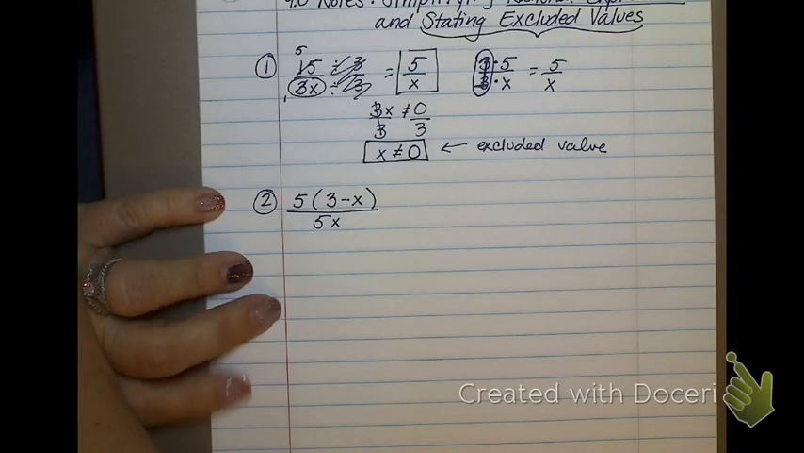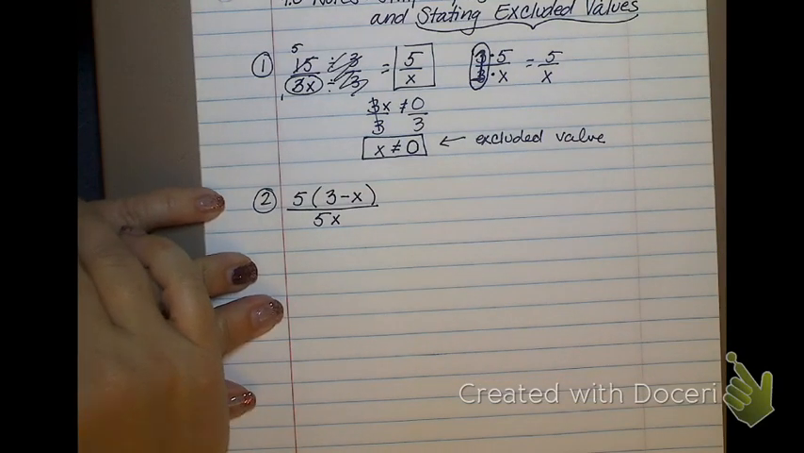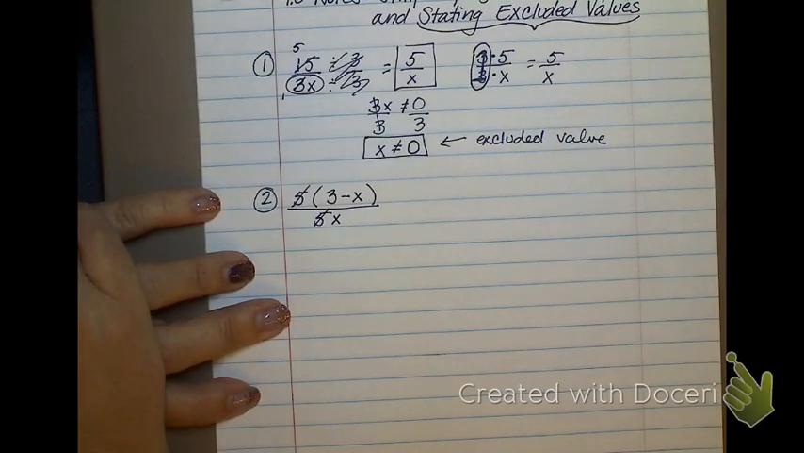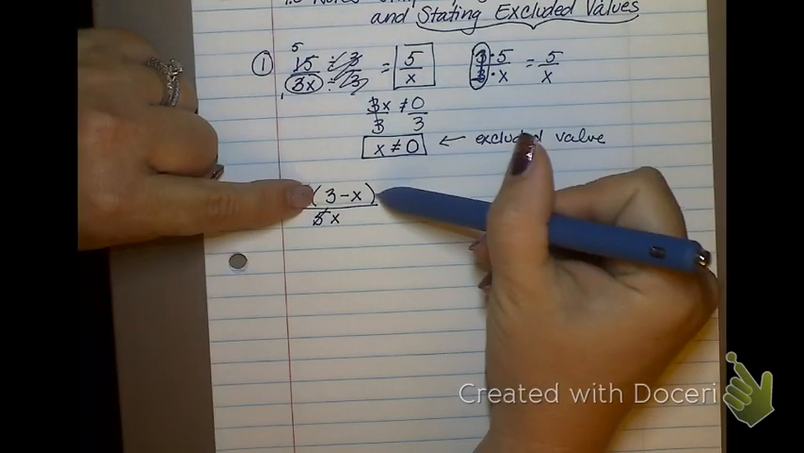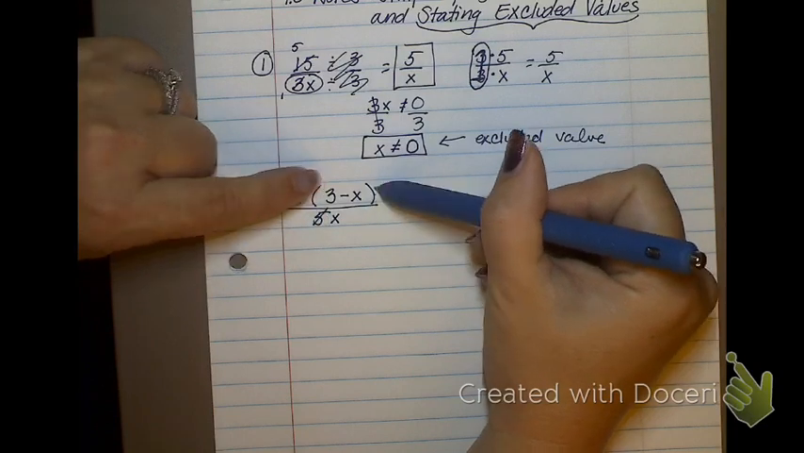So let's start with the canceling or the reducing part. What am I looking for? Something that equals 1, meaning something over itself. What is over itself here? 5s. So 5s cancel. Is there anything else that can cancel? No. Can I cancel the x? No. Because since this is in parentheses, it's not x. It's 3 minus x. You cannot break apart the 3 or the x if it's in parentheses. So I actually can't cancel that.